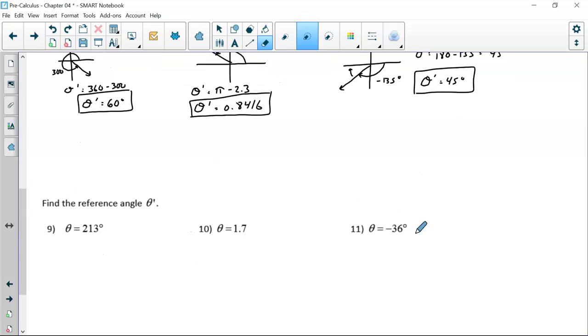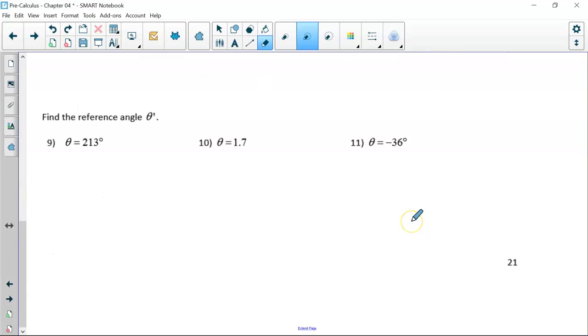Let's do some more. Theta prime for a 213 degree angle. I like a sketch to visualize. 213, that's greater than 180. So it's going to bring me down to quadrant 3. Now my reference angle, once again, is the quickest way to get back to the x-axis. So to find theta prime, I can do 213 minus 180. So theta prime is going to be 33 degrees. Always a positive number. Even if you switch them around, just change it to a positive and you're good.